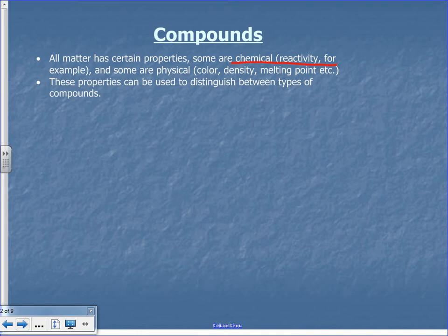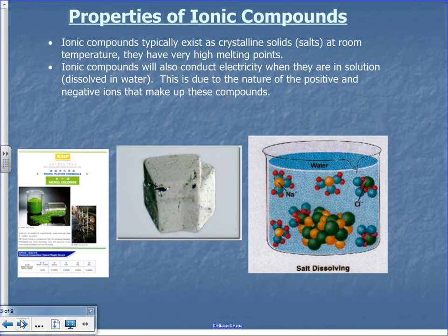There are other tests that are reliable most of the time. For example, all ionic compounds are crystalline solids at room temperature. There are no exceptions to that rule. All ionic compounds are crystalline solids at room temperature. Now, are there some molecular compounds that are crystalline solids at room temperature? Yeah, sugar.